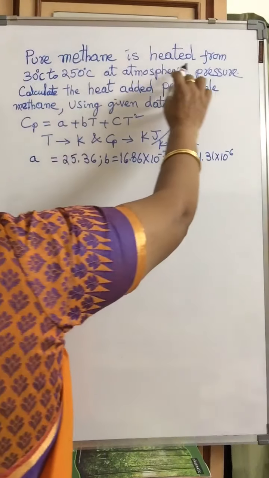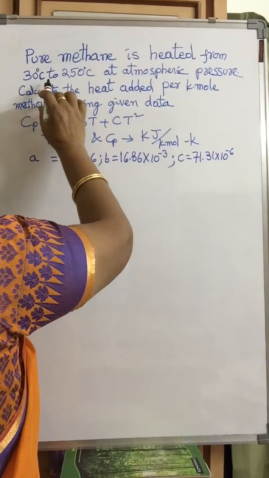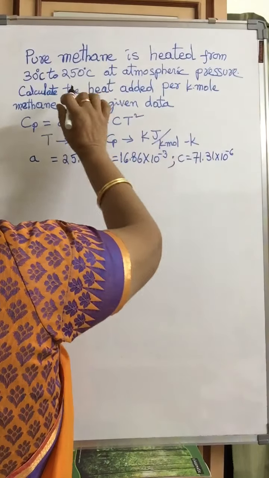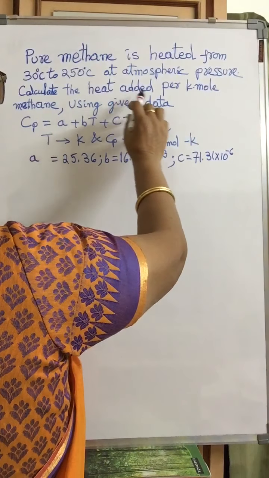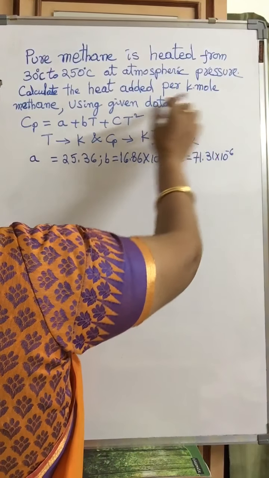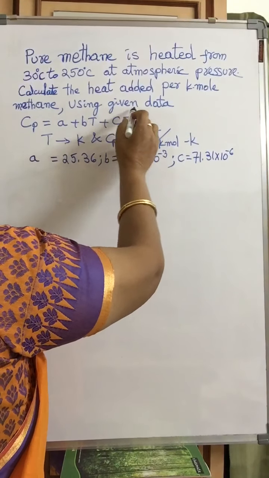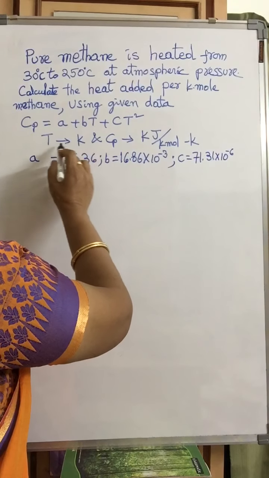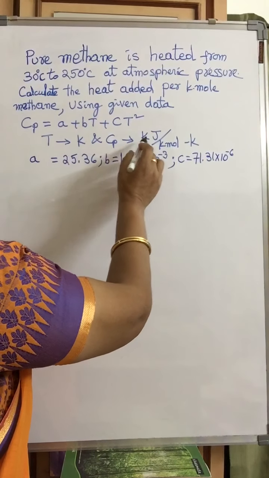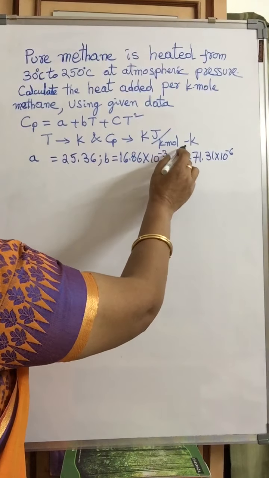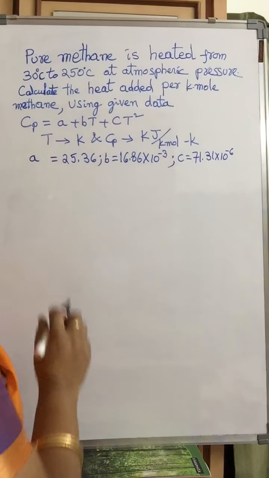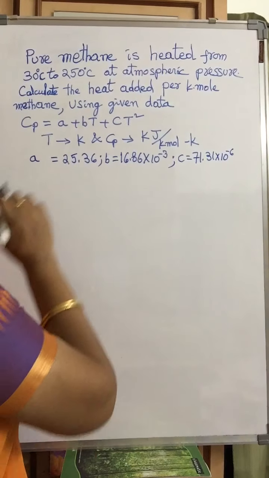Pure methane is heated from 30 degrees centigrade to 250 degrees centigrade at atmospheric pressure. Calculate the heat added per kilomole of methane using given data. Cp equals so much, and T is in Kelvin. Cp is in kilojoules per kilomole per Kelvin. A, B, C values are given. Okay, so what is the problem here?